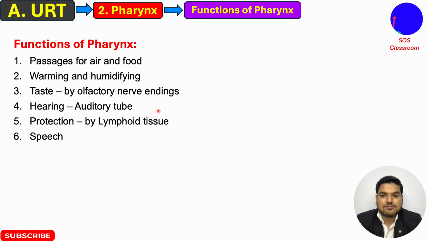Next, what are the functions of the pharynx? The functions of the pharynx are just like the nose. First is the passageway for air and food: air from the nasopharynx and food from the oropharynx.